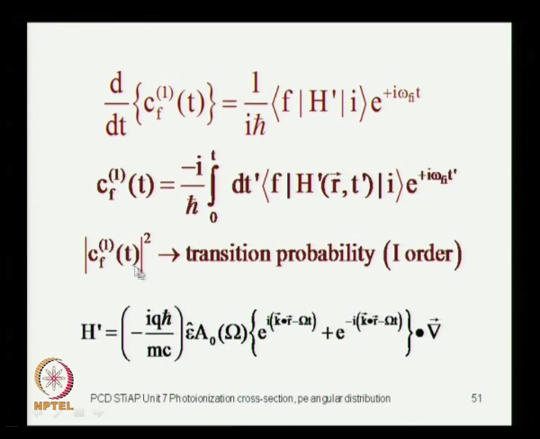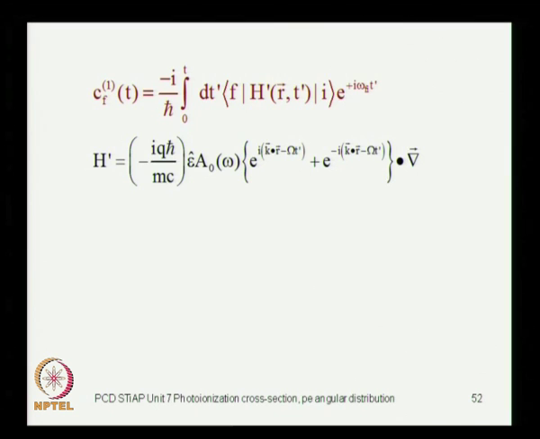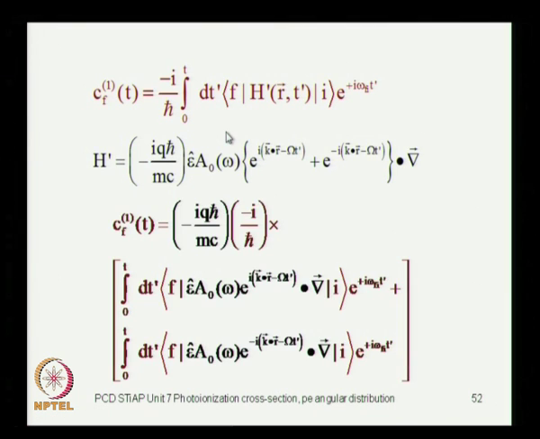And this transition probability is the first order transition probability. It is affected by a certain perturbation which we have already introduced earlier. So, this is now our expression for the probability amplitude, and what you have in this are these integrals. There are these time dependent integrals.